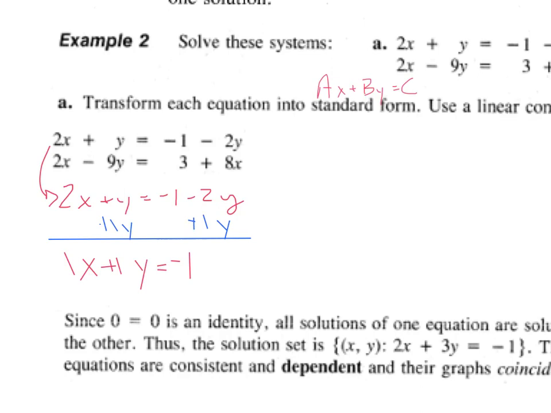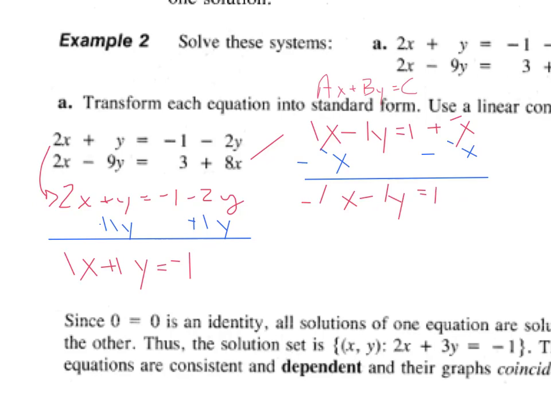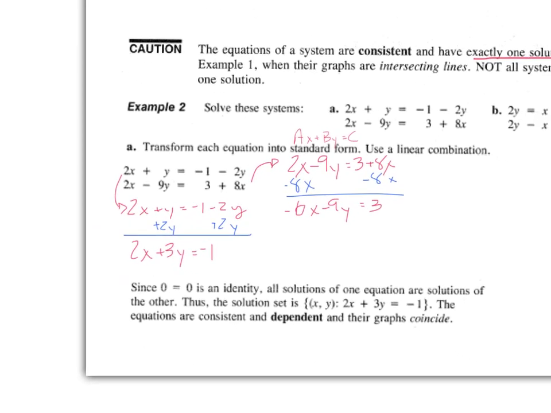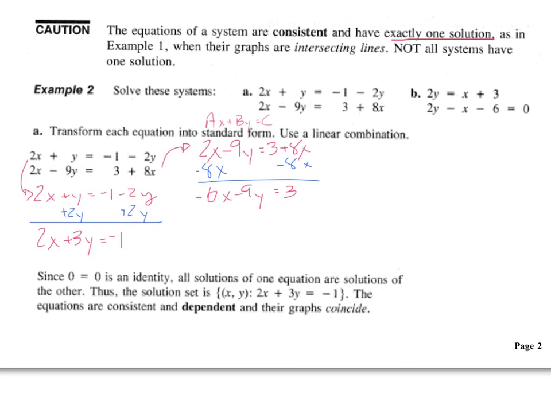I will also take the second equation. I'll do the same type thing. 2x minus 9y equals 3 plus 8x. I will subtract 8x, and I will get -6x minus 9y equals 3. Now, I have a system of equations. My system of equations are -6x minus 9y equals 3, 2x plus 3y equals -1. Let's make that -1.